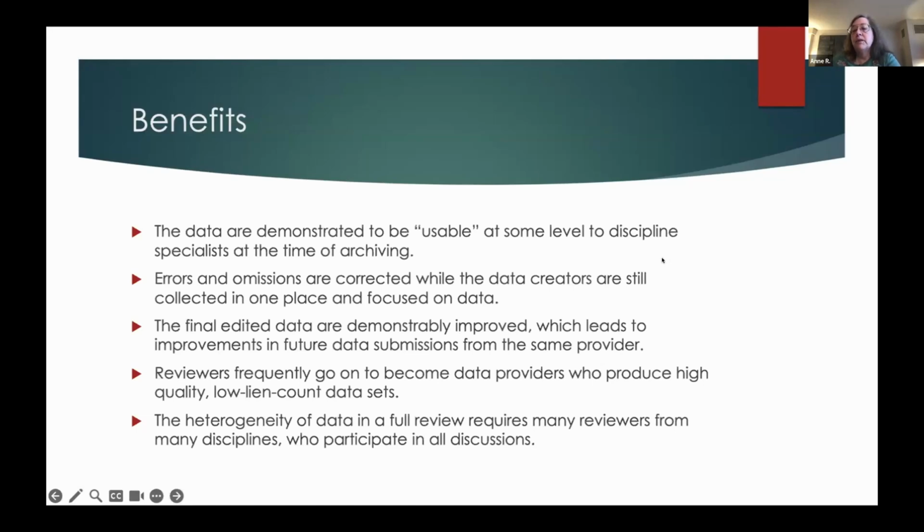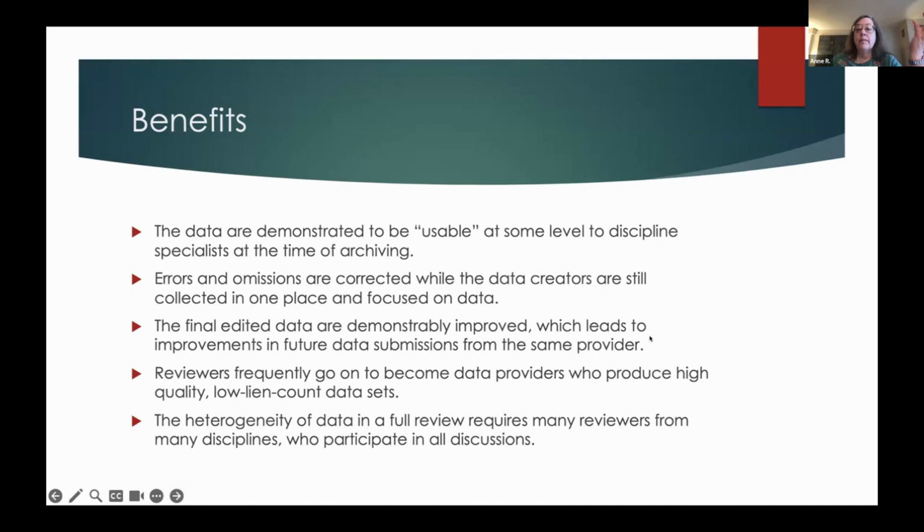When we have multiple disciplines represented in a review meeting, all the reviewers and everyone present there is involved in the discussion. So we do get some interdisciplinary feedback at those larger reviews, which can be very insightful when we start talking in jargon and the other disciplines start asking questions. Errors and omissions are corrected while the data creators are still where we can get to them. They're collected in one place, they're focused on data. So if we have liens, it's usually pretty easy to get an answer. We don't have to call people out of retirement or chase them down in a new job.